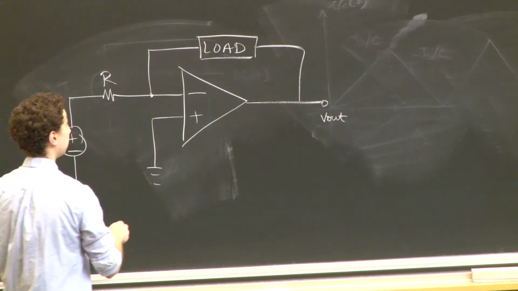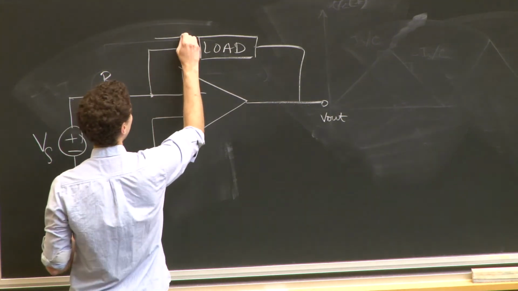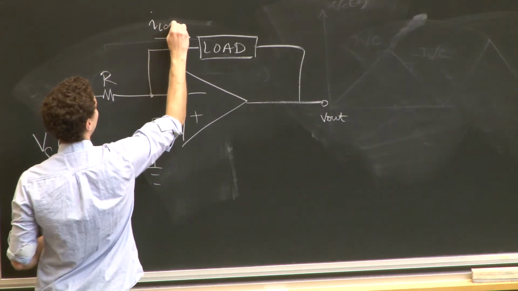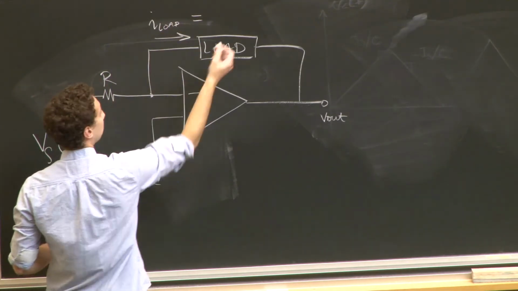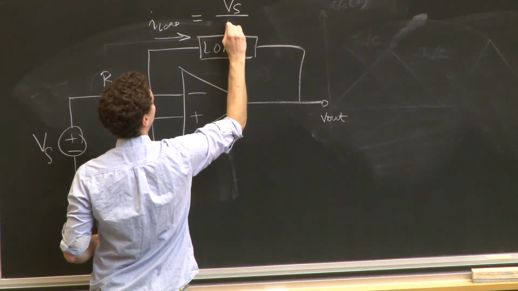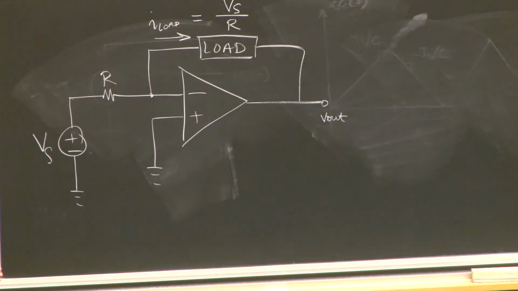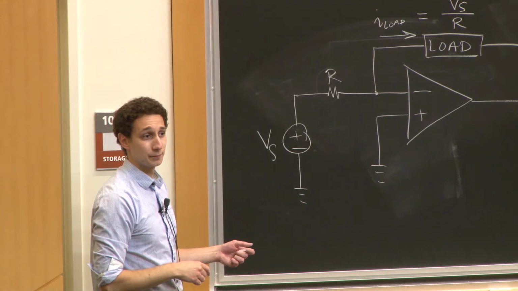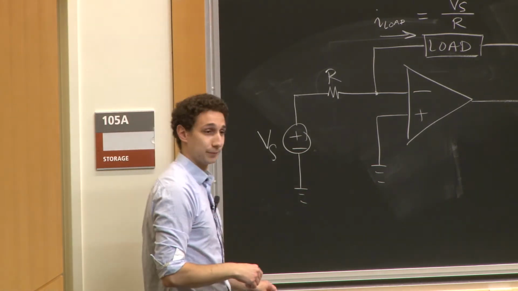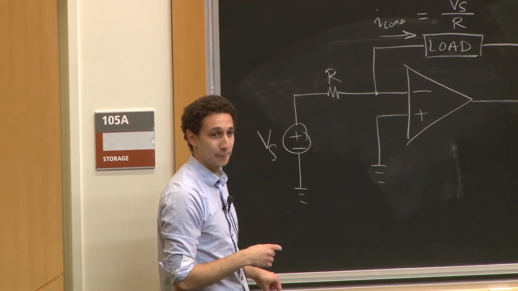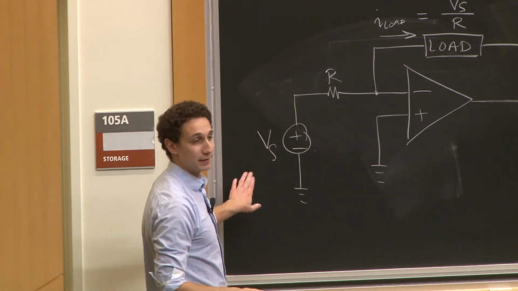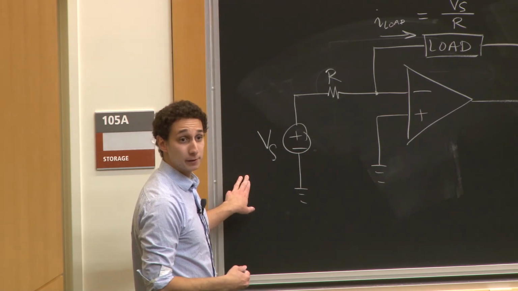And what we found was, aside from some pretty extreme conditions, this current through the load was equal to V source divided by R, no matter what that load was. This was our voltage-controlled current source, right? Okay? You guys remember this? Do I have to analyze it again? Nope. Okay, so how can we use this to generate our triangular wave?